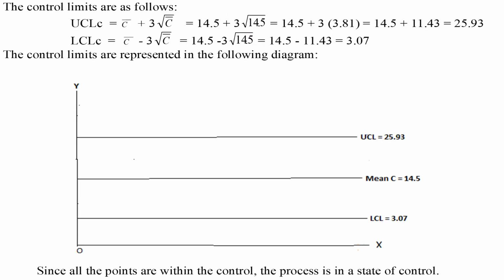The control limits are as follows. UCLC equals 14.5 plus 11.43 equals 25.93. LCLC equals 14.5 minus 11.43 equals 3.07. The control limits are represented in the following diagram. Since all the points are within the control limits, the process is in a state of control.